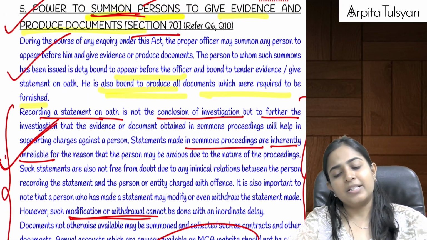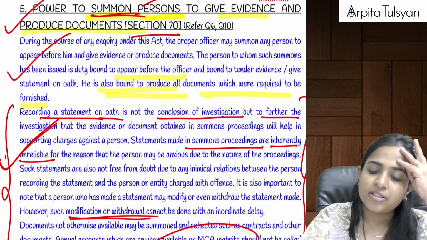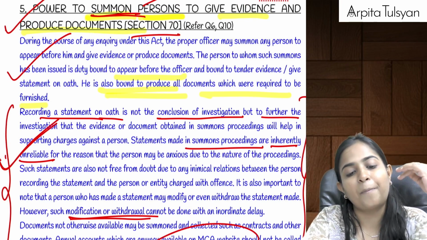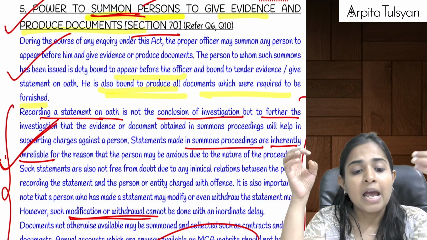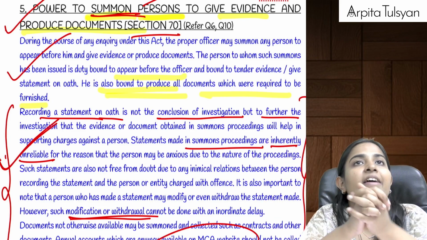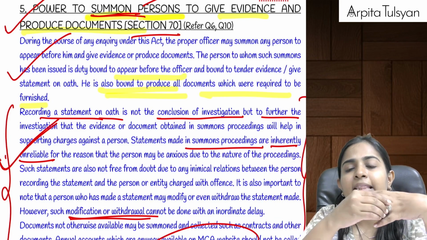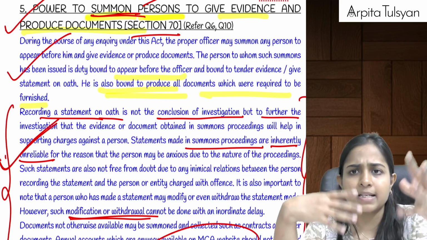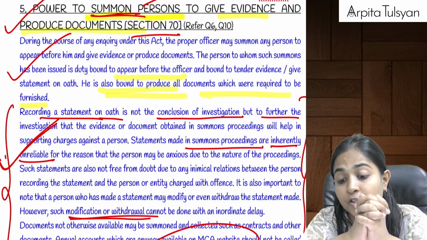This was all about your arrest provisions. Now going on to the next section, that is section number 70, which talks about the power to summon any person. Power to summon means whenever any inquiry is going on under the GST law, the proper officer will keep on asking for evidence, documents, etc. from that particular person.